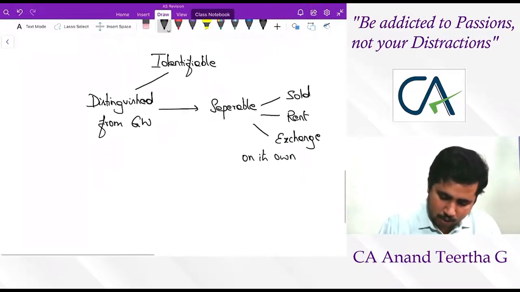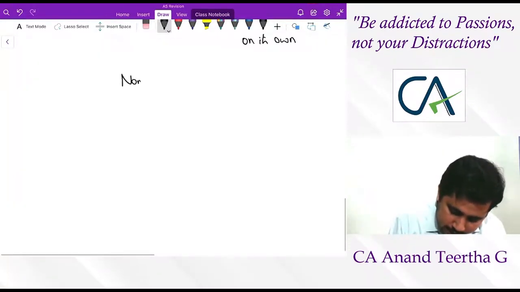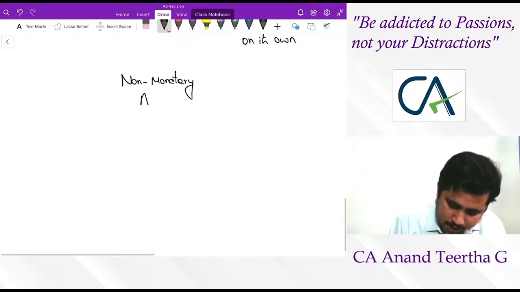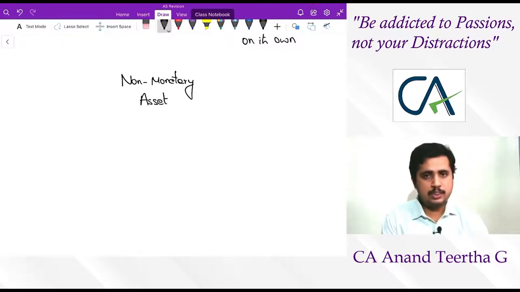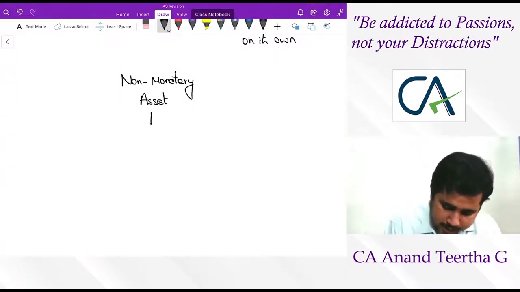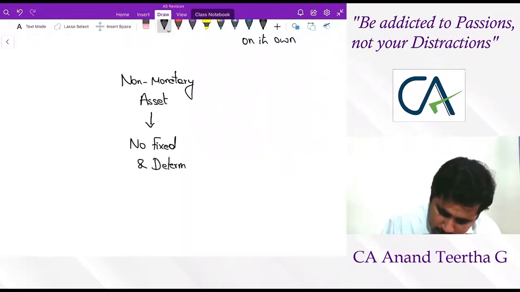Then after that, what did we write? We wrote that it should be a non-monetary asset. Now a question comes: if it is non-monetary, there is no money, so how will it be considered an asset in the first place? So first, get your meaning straight. Non-monetary asset does not mean no money. Non-monetary asset means no fixed and determinable value.